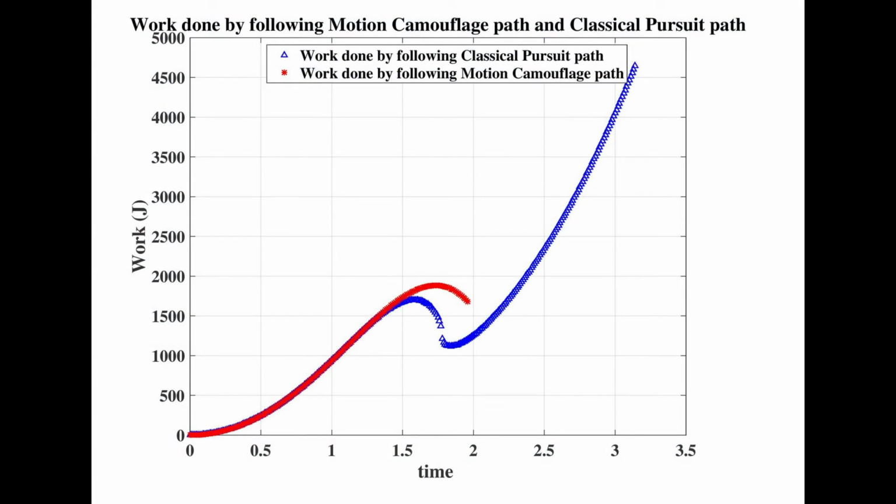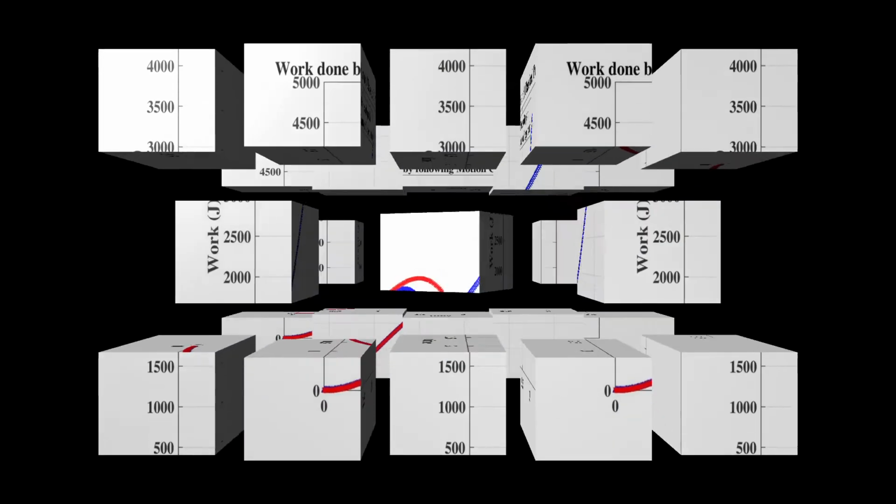To put things in a nutshell, a comparison between the work done by the predator to capture the prey in both cases of motion camouflage and classical pursuit was plotted. This in turn has proven the supremacy of motion camouflage in regards to flow optimization.